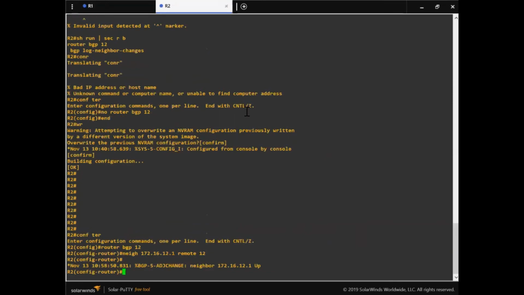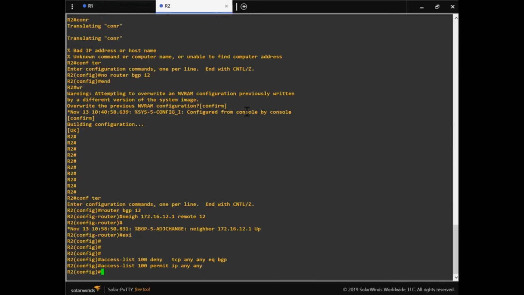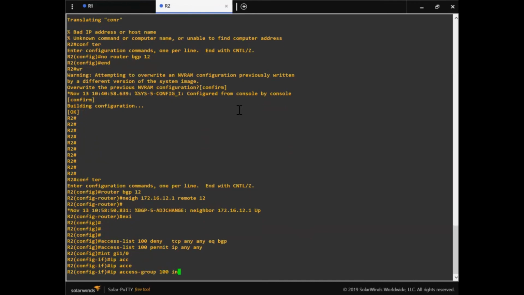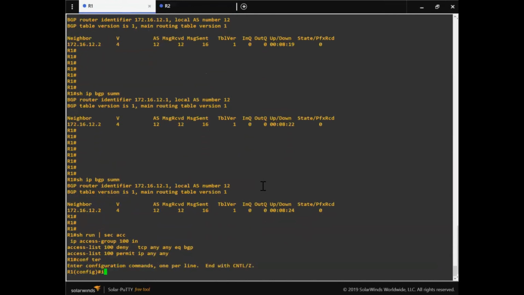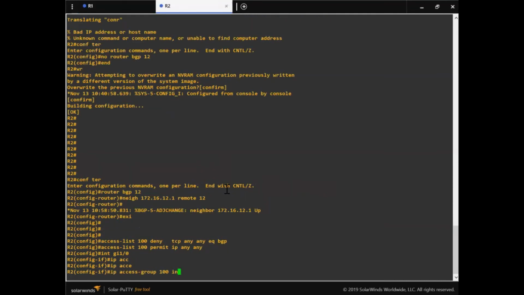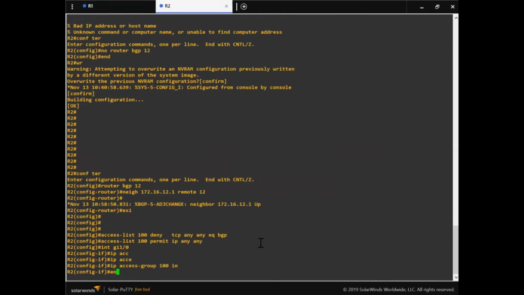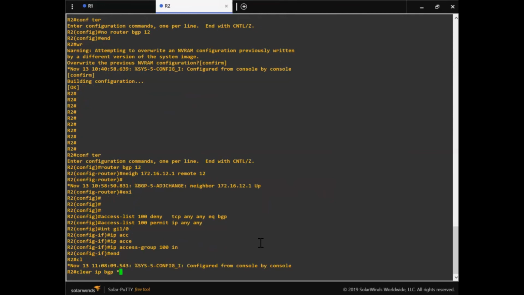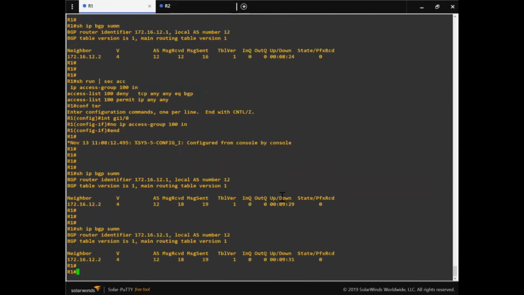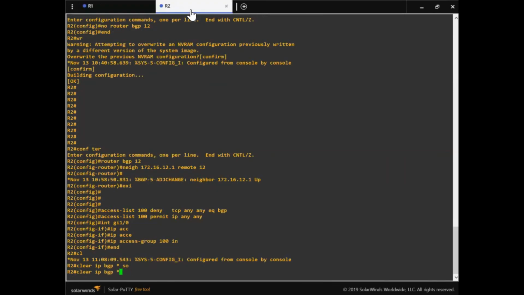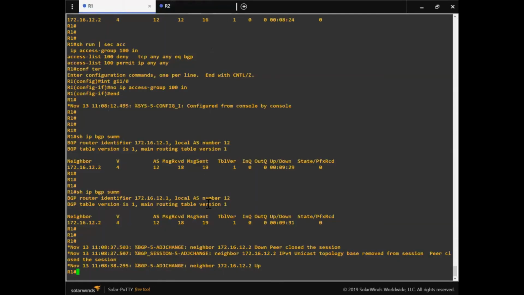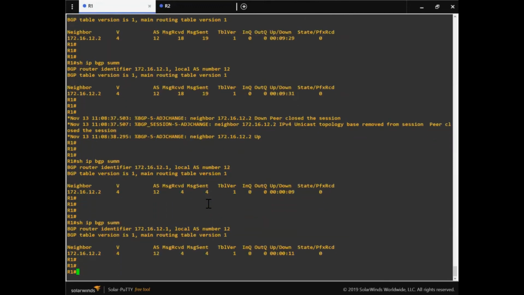Okay, so I am going to R2 and pasting these commands again, and int Gi1/0, ip access-group 100 in. Before putting that, let me remove it from here. Conf t, int Gi1/0, I am just removing it from here, and when I put it here, you will be able to see clear ip bgp * soft. You will see the neighborship go down. Maybe we need to hard reset it, because the TCP connection already happened. Let me check again. Okay, so it is not working over there now.